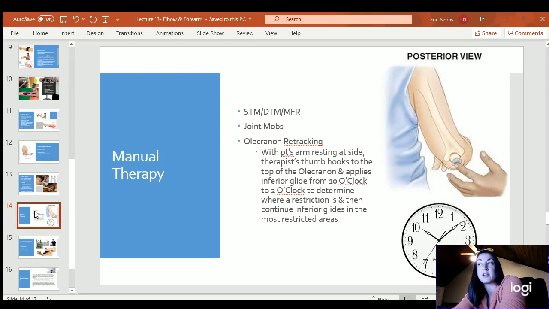That is olecranon retracking. So you're helping a restricted area move more so that it doesn't get stuck as the patient is trying to move their elbow. So doing an inferior glide in the restricted area.